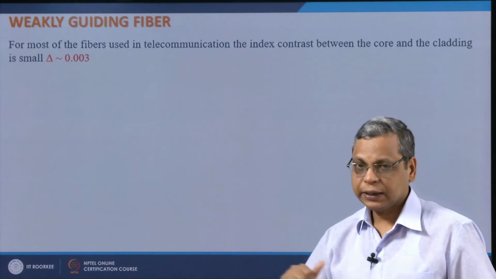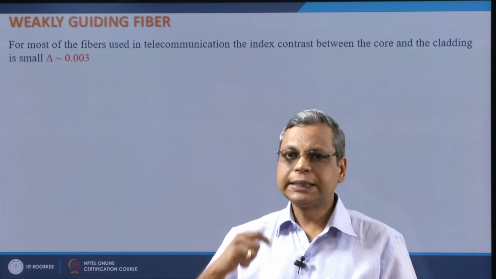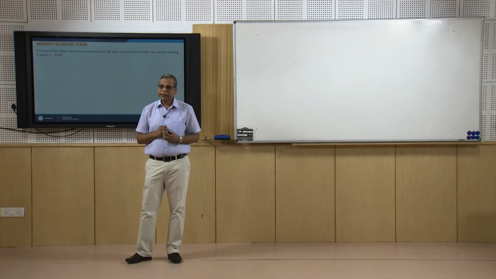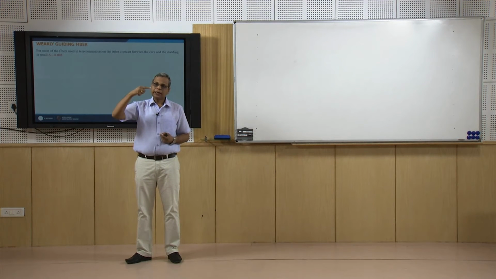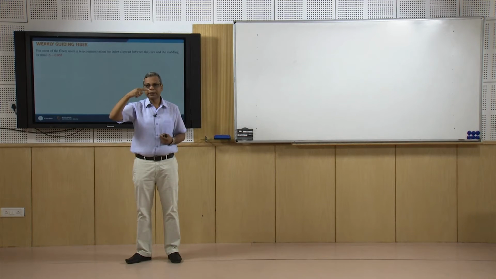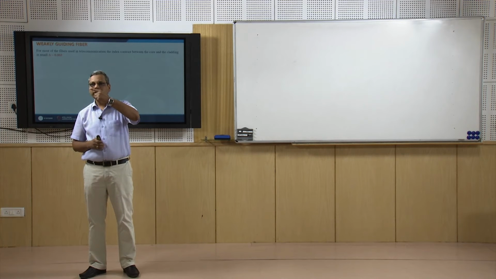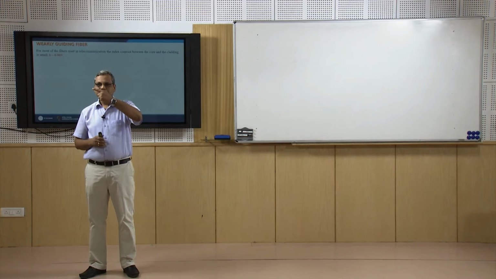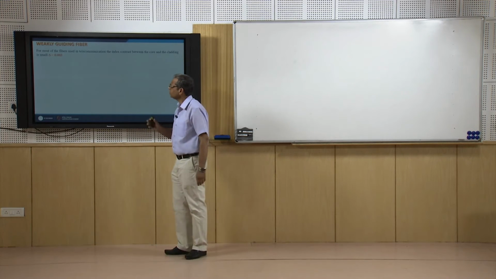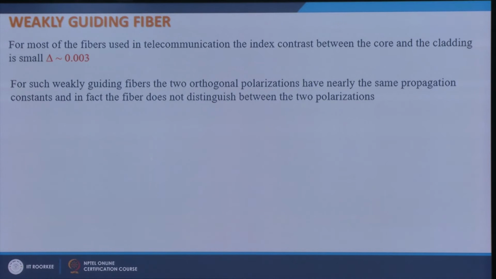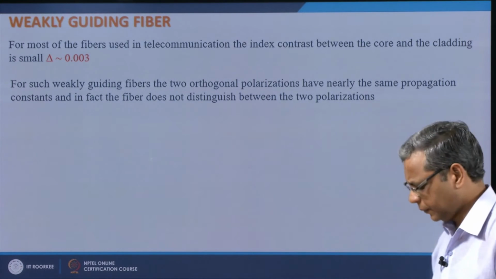So, here we use the fact that if the index contrast is small, then the fiber will not distinguish between this polarization and this polarization. So, in such fibers we can still have modes which are linearly polarized. That is, if one is polarized like this, then another has to be like this, or if there is any arbitrary polarization, then that arbitrary polarization can always be represented as the superposition of these two orthogonal polarizations, horizontal and vertical. So, in the case of a weakly guiding fiber, what we have are linearly polarized modes, and we can have two orthogonal polarizations which have nearly the same propagation constants.